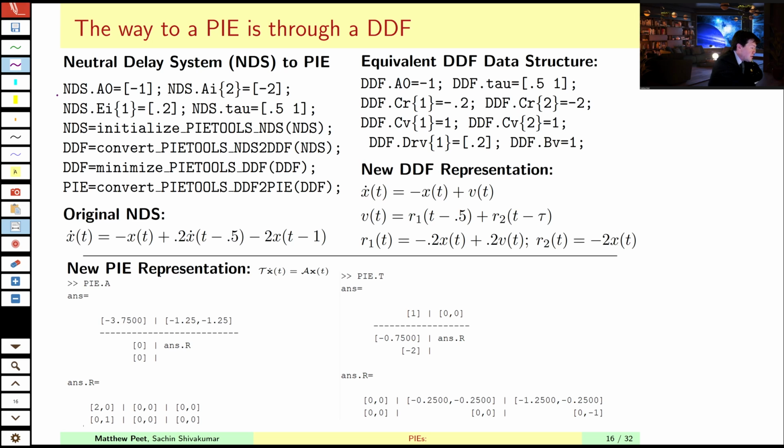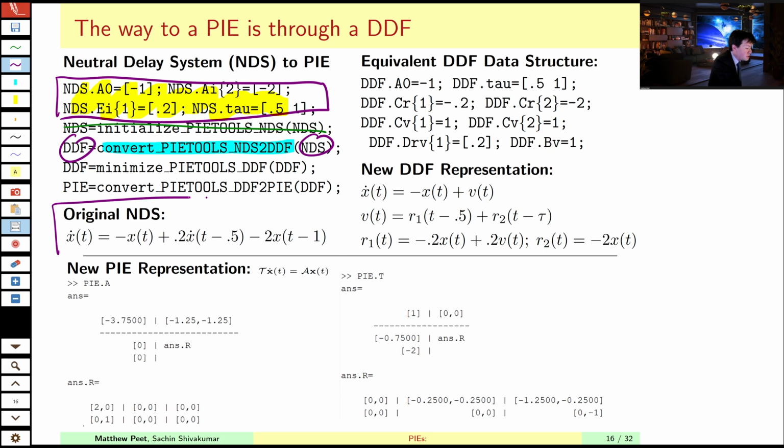So just to illustrate a walk-through, let's consider that neutral type system we had earlier. There's our neutral type system. First step is to initialize it. Honestly, that's done internally, so you don't really have to do that. Next step, convert that NDS to a PI. So there's our conversion routine. The input is that NDS structure, and the output is a DDF structure. So here was our original NDS, and then once we run this routine, we get a DDF, which is equivalent to the original NDS. So you can see it identifies the delay channels here.